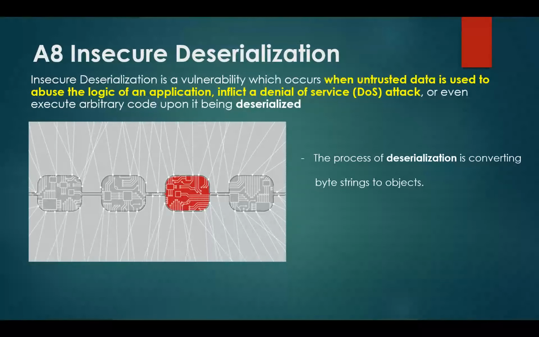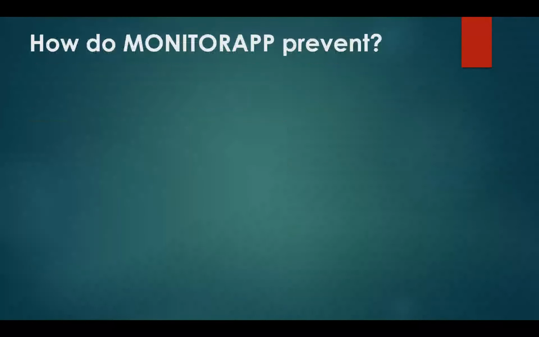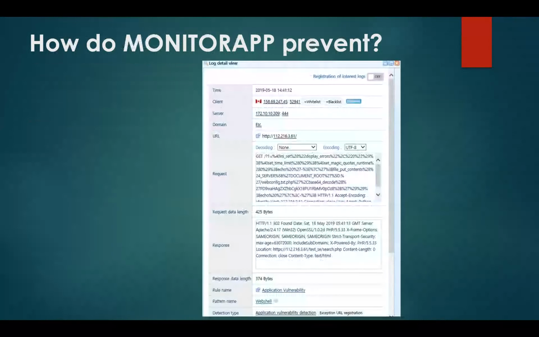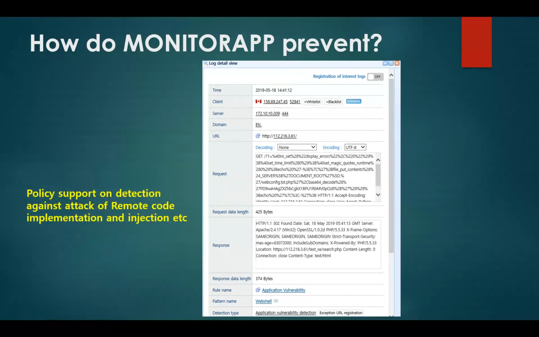And how can we prevent this insecure deserialization? We have many security policies, and one representative policy is the application vulnerabilities policy. With this policy, we support detection against attacks such as remote code execution and injection, etc.